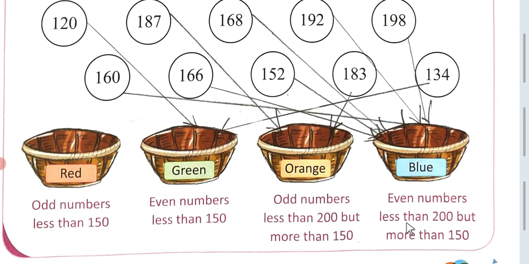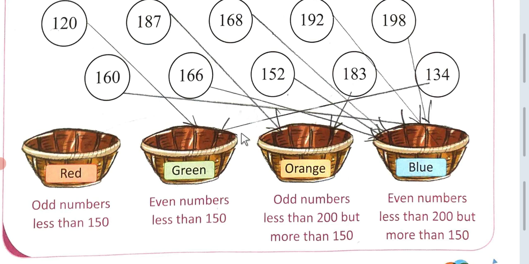Now even numbers less than 200 but more than 150: 168, 192, 198, 160, 166, 152. So all these numbers are more than 150 and less than 200. So you will color all these with blue color. I have drawn the arrows and you color them with the colors.